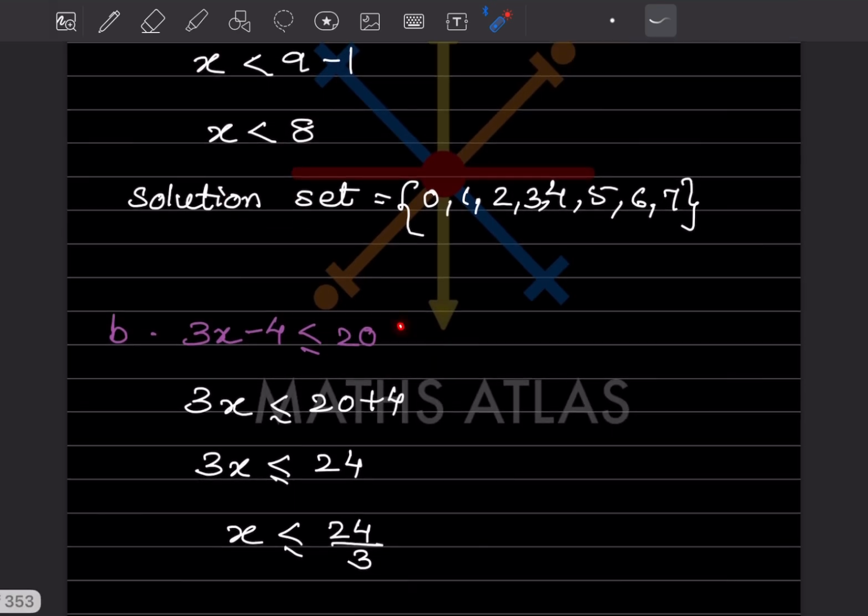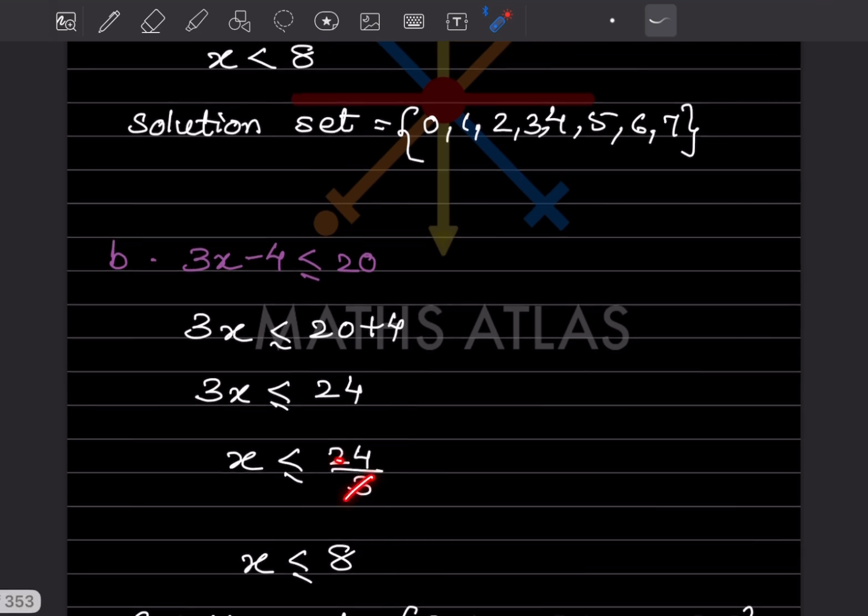Now this one, 3x will stay on the left hand side, this will be the same on the right hand side, minus 4 goes to that side, so that will be plus 4. This is going to be 3x, this will be 24. So now we want the value of x. This is multiplication, so you have to divide it by 3, it goes to the other side and gets divided, so this will be 8. So x is less than or equal to 8.